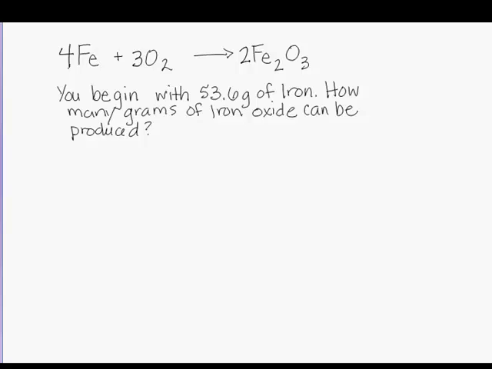of the various elements and compounds we're working with. In this question, we're told that we begin with 53.6 grams of iron, and we want to know how many grams of iron oxide can be produced. Therefore, we'll need to know the molar mass of iron and of iron oxide.